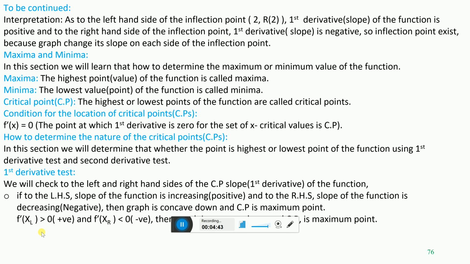And this is the mathematical interpretation: f prime of x to the left is greater than 0, or positive. This means that if the first derivative of the function to the left hand side of the critical point is positive and the first derivative to the right hand side of the critical point is negative, then the graph of this function will be concave down and the point of the function will be the highest or maximum point. So this is the way to identify the nature of the point, whether that point is the highest or lowest point of the function.